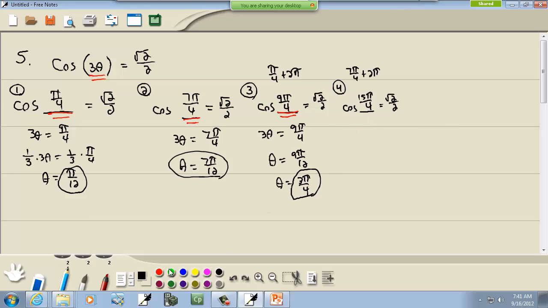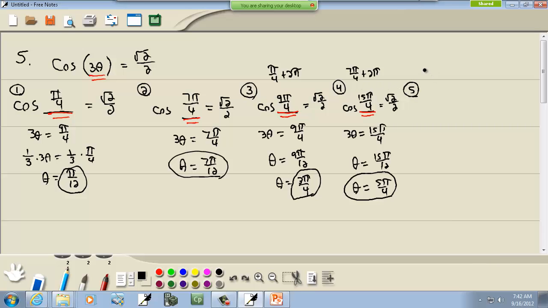This one, same thing. We're going to set 3 theta equal to this. So I got 3 theta is equal to 15 pi over 4. Multiply both sides by 1/3, and we got 15 pi over 12, which gives us 5 pi over 4.